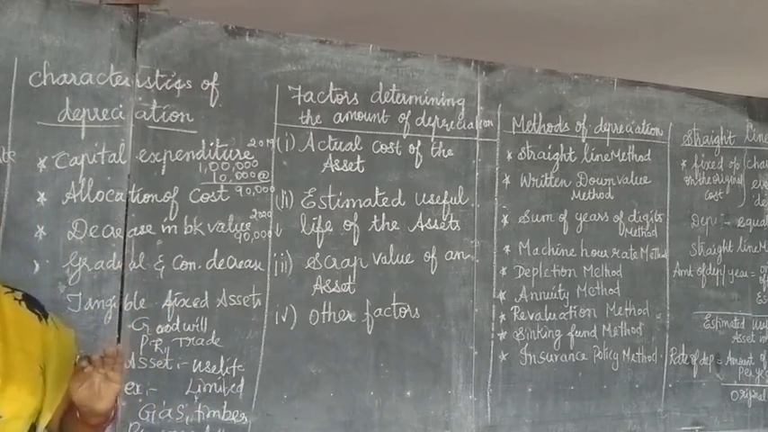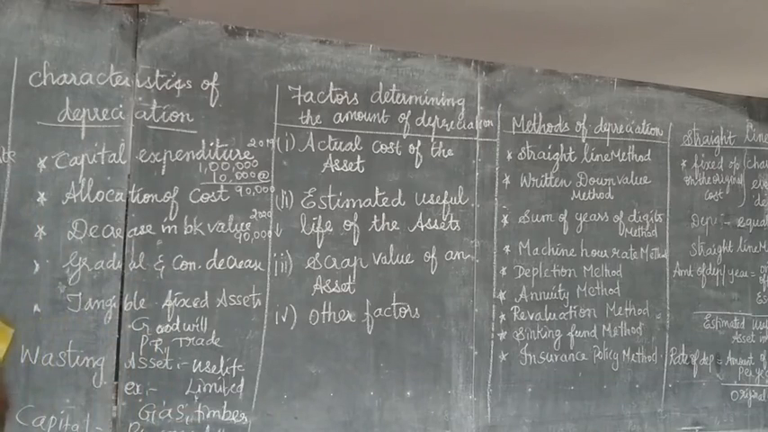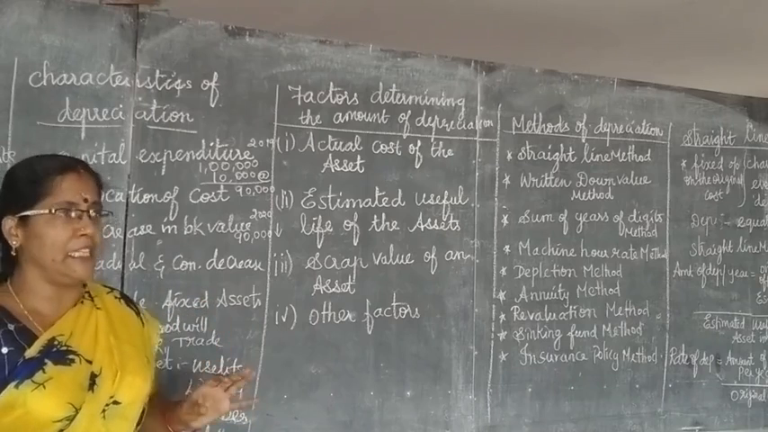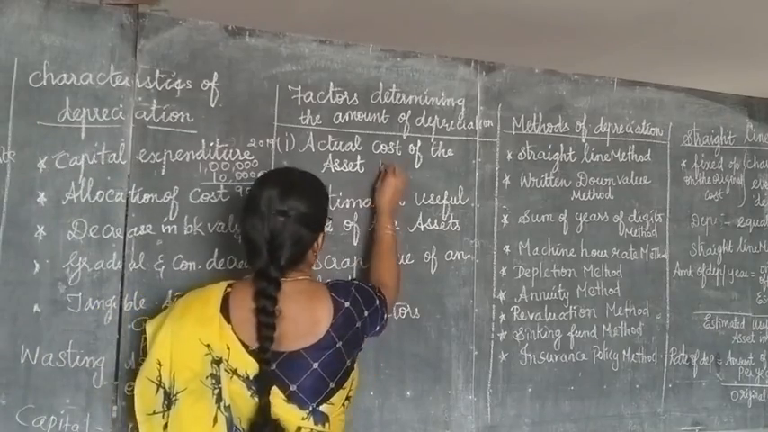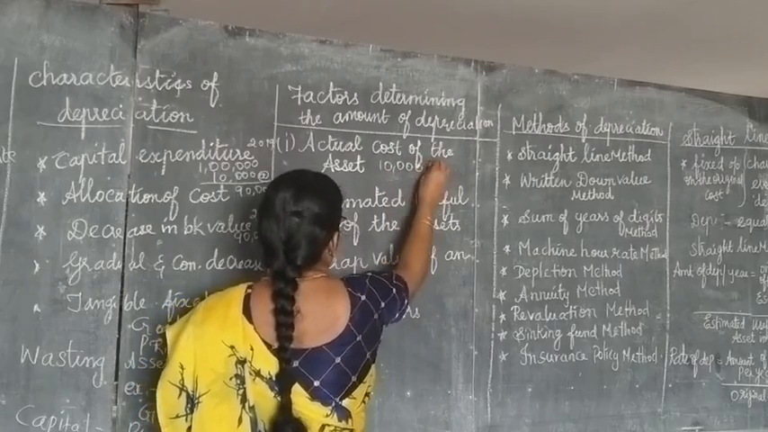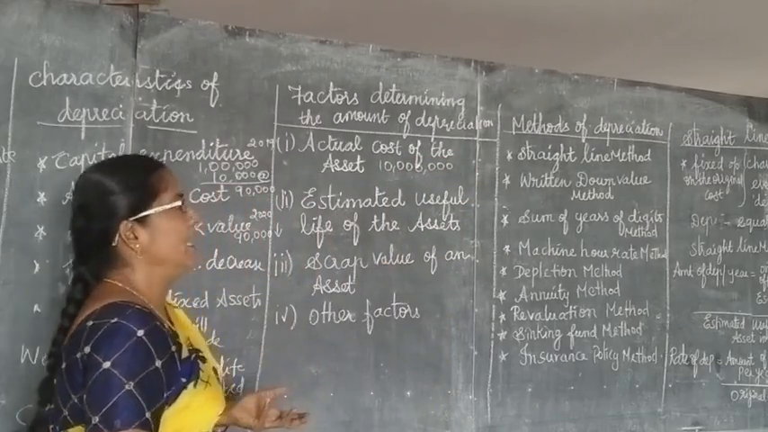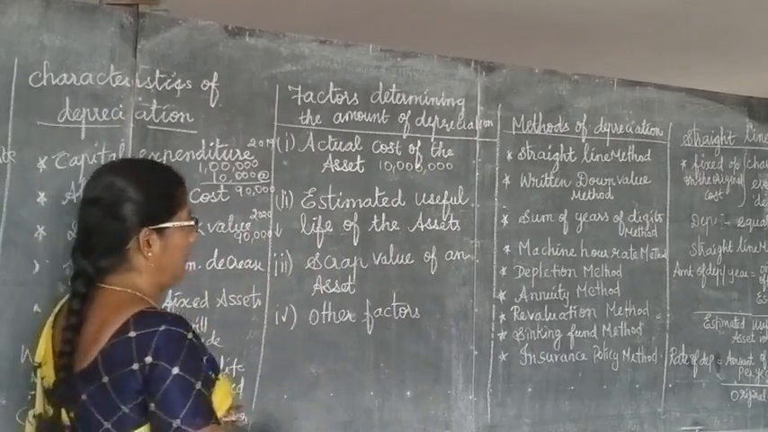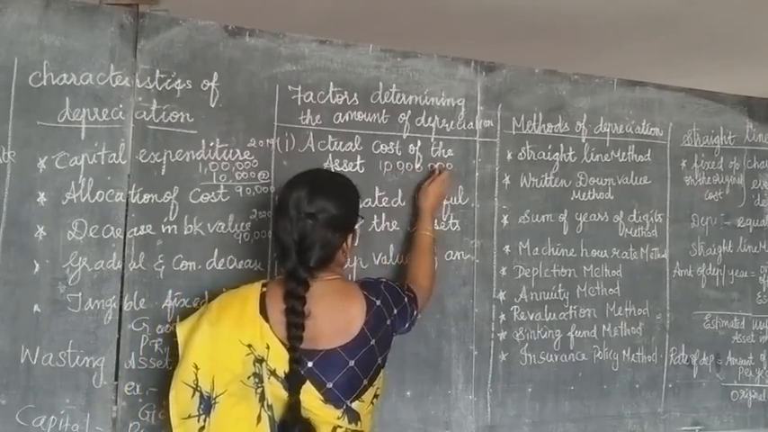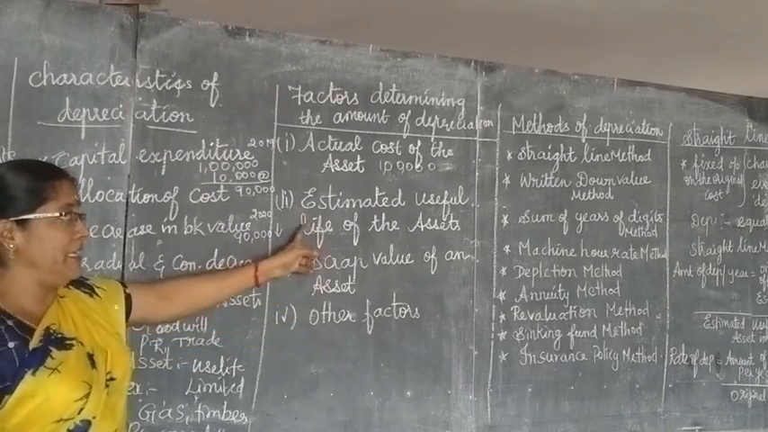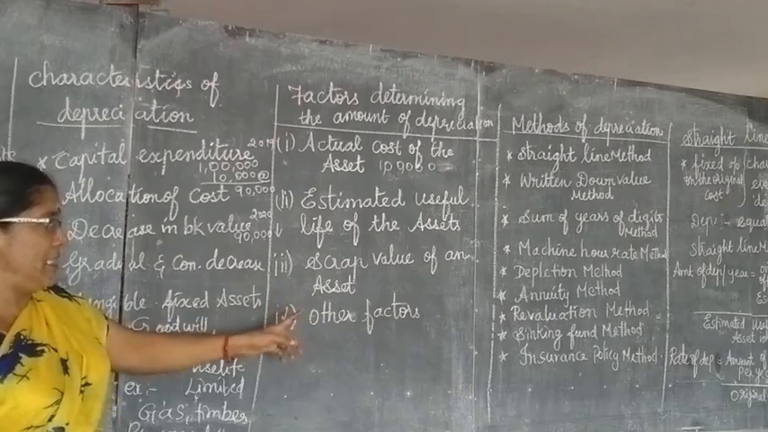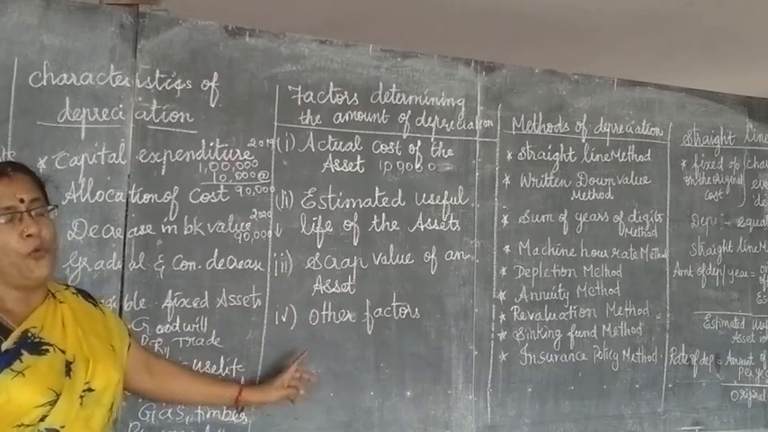Actual cost of the asset means what? What is meant by actual cost of the asset? While we are purchasing the asset, what will be the cost? For example, 10 lakhs while purchasing the asset, that is called the actual value of the asset. 1 lakh means that is the actual value of the asset. Are you clear? Now let us know about this. Factors determining the amount of depreciation: actual cost of the asset, estimated value of useful life of the asset, scrap value of an asset. What are the other factors?